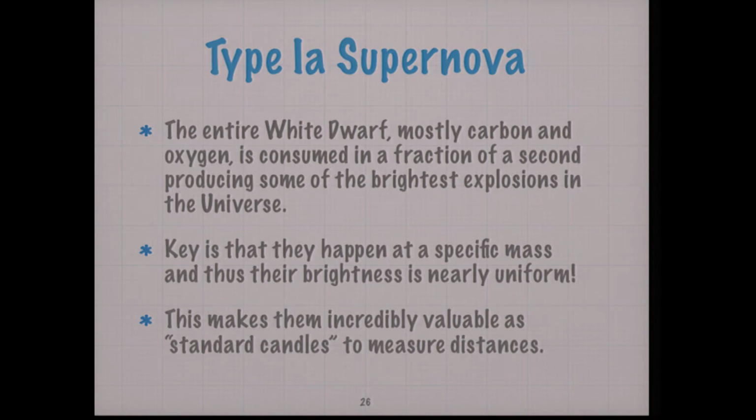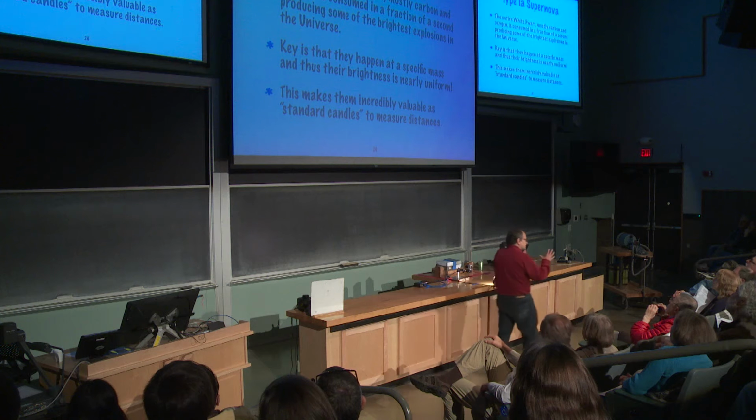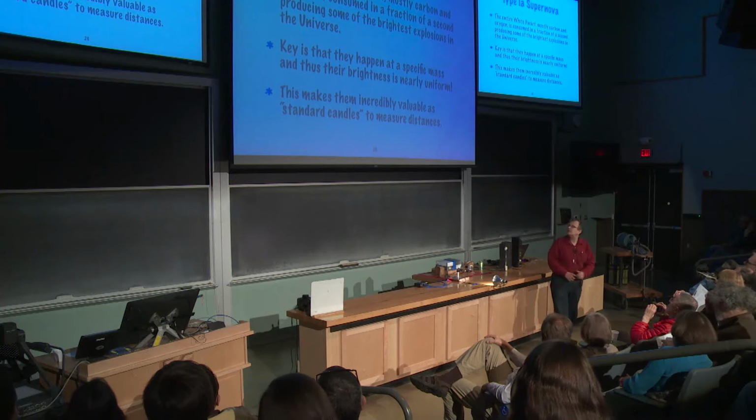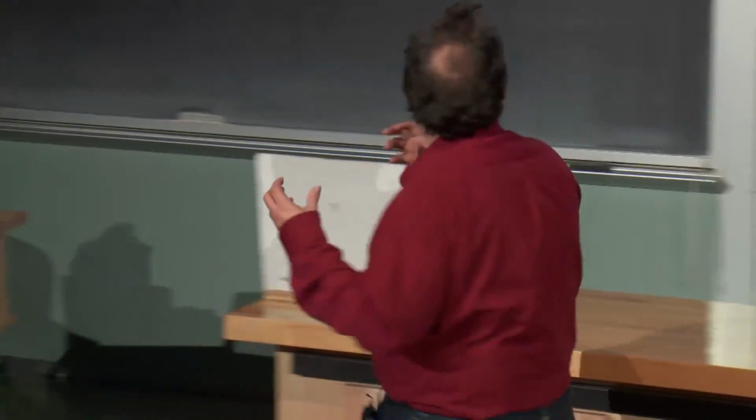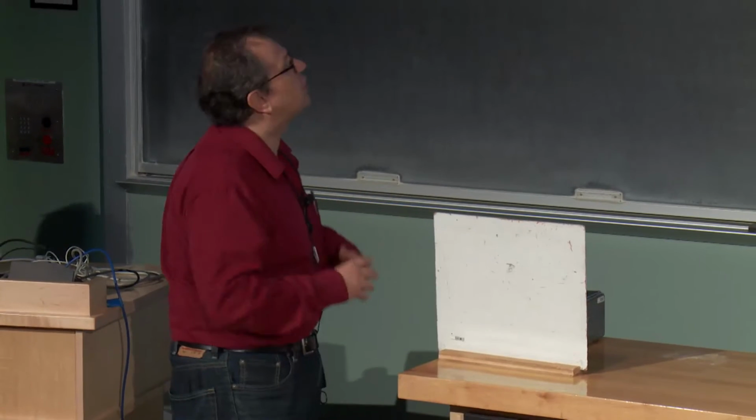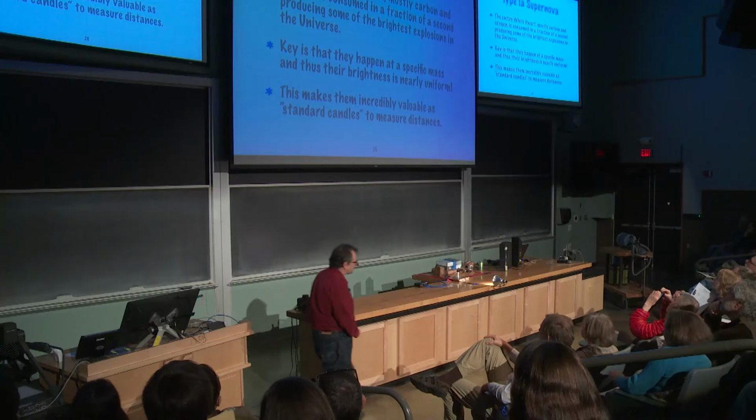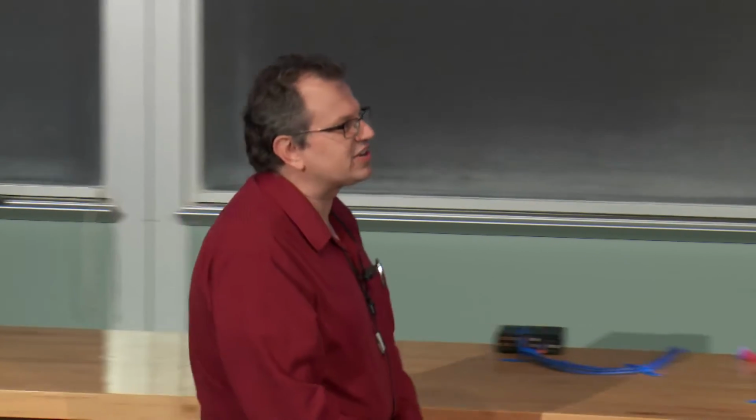The entire dwarf, which is mostly made of carbon and oxygen, that's what these objects usually end up as, is consumed in a fraction of a second, and it produces some of the brightest explosions in the universe. The key to why these things are so valuable to us and so interesting is they happen at a specific mass, right? This Chandrasekhar mass is when this happens, and thus they're bright. So you have the same amount of material that you're burning, and their brightness is pretty much uniform. This makes them incredibly valuable for the standard candle technique.